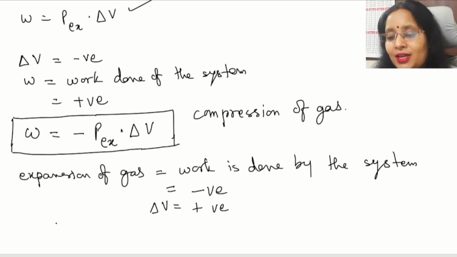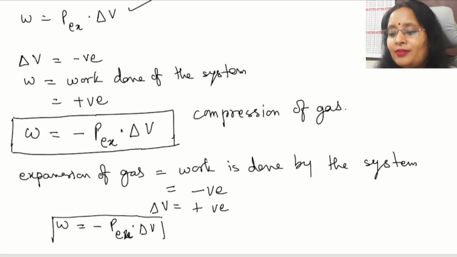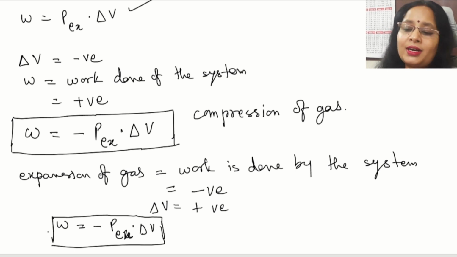So in that case, again we have the same equation that will fulfill all the cases. See here clearly, if delta V is positive, and positive with the negative sign, here in this case itself we get the work as negative. So friends, the same equation will apply for both the cases, for compression of gas and for expansion of gas.